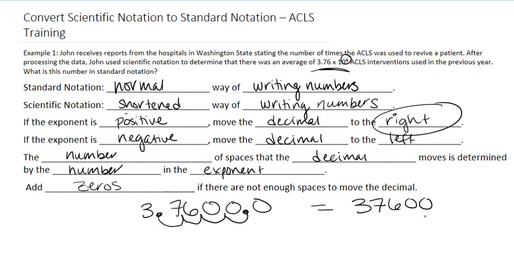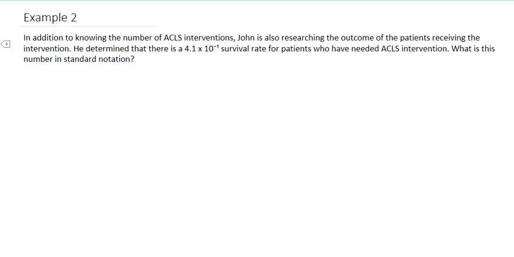So let's look at another example. In addition to knowing the number of ACLS interventions, John is also researching the outcome of the patients receiving the intervention. He determined that 4.1 times 10 to the negative 1 survival rate for patients who have not needed ACLS intervention. What is this number in standard notation?